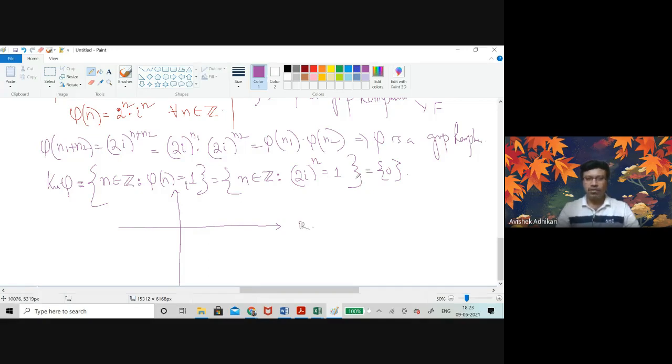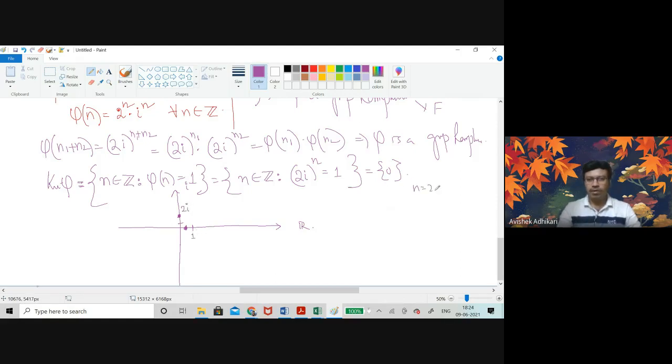Now for n equal to 0, what is this value? For n equal to 0, this value will be 1. So this is my 1. So my point is this. Sorry, for n equal to 1, this value is 2i. That means 1, 2. So this is my 2i, and this is my 1.